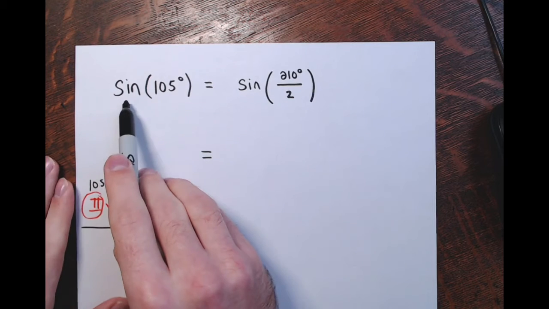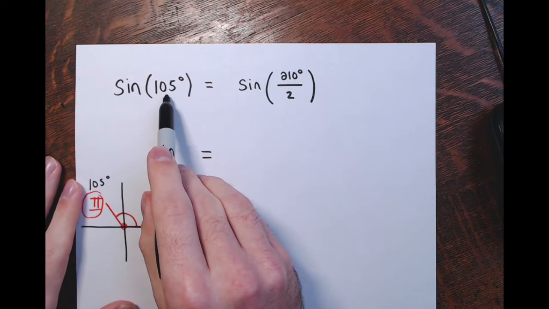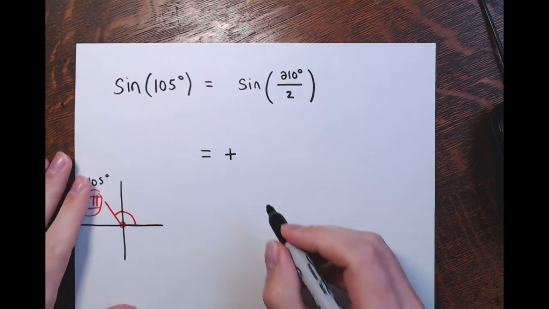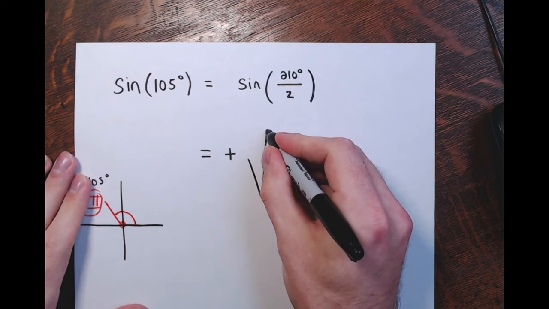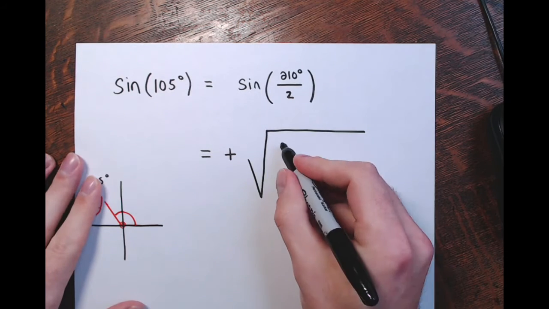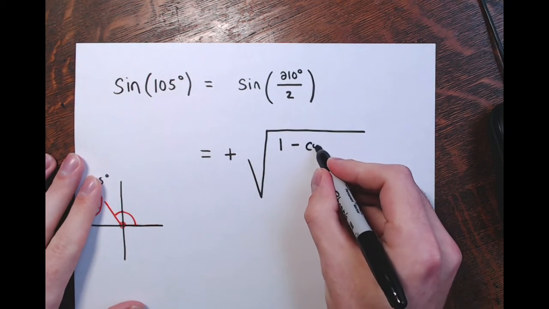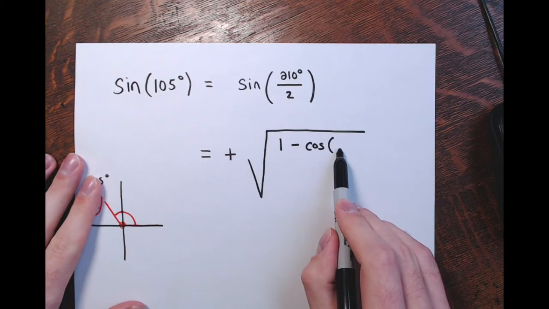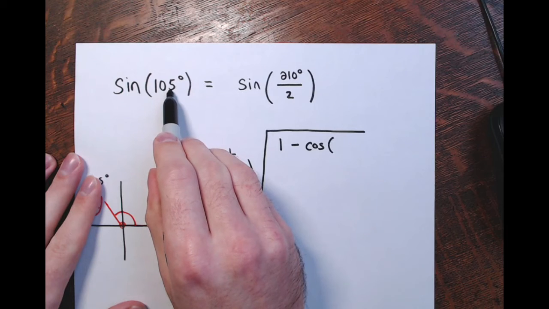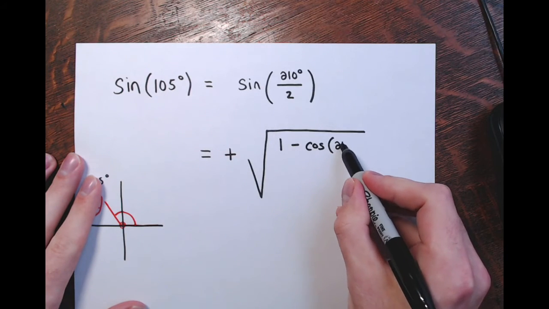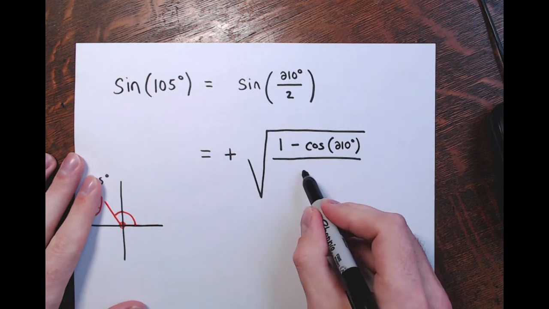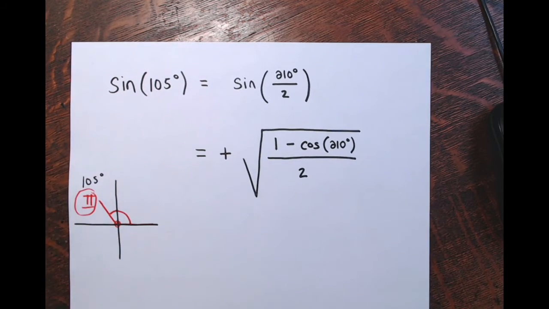And the sine of a quadrant 2 angle will be positive, right? So I'm going to use that plus sign instead of the minus sign. So positive square root, and remember it was 1 minus the cosine of alpha. Now again, the angle in the cosine is double the angle you're taking the sine of if you're using this half-angle formula. So that's the alpha, the 210 degrees. All that divided by 2. And then this cosine of 210.